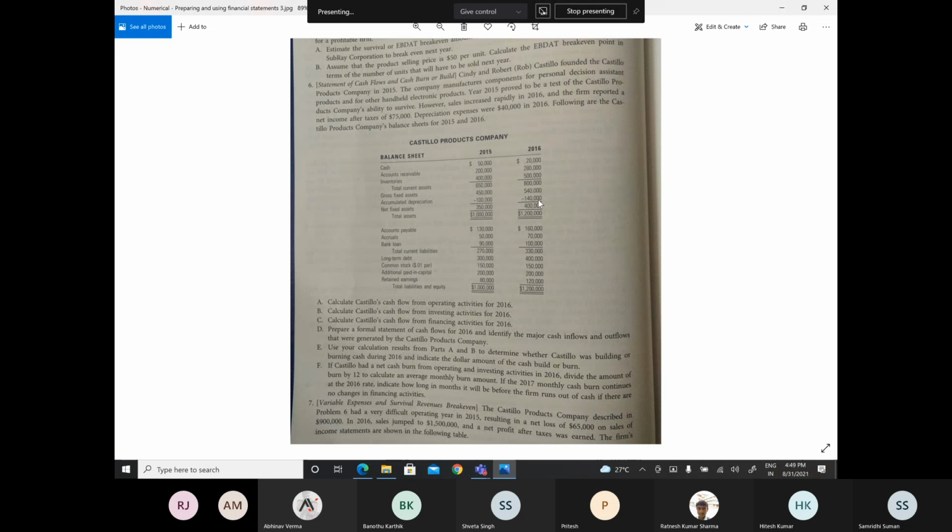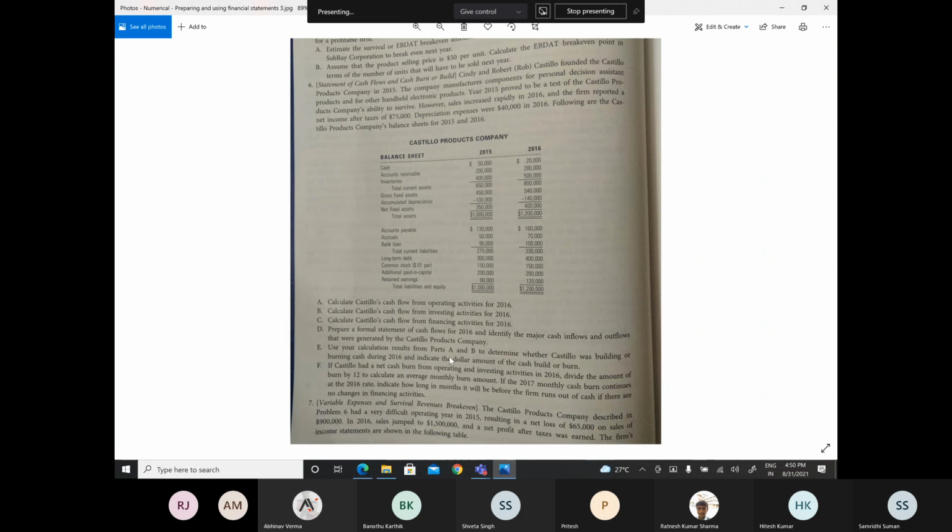Based on this, calculate Castillo's cash flow from operating activities for 2016. Calculate Castillo's cash flow from investing activities for 2016. Calculate Castillo's cash flows from financing activities for 2016. So basically calculate all the cash flows. Then prepare a formal statement of cash flows for 2016 and identify the major cash inflows and outflows that were generated by the Castillo Products Company.